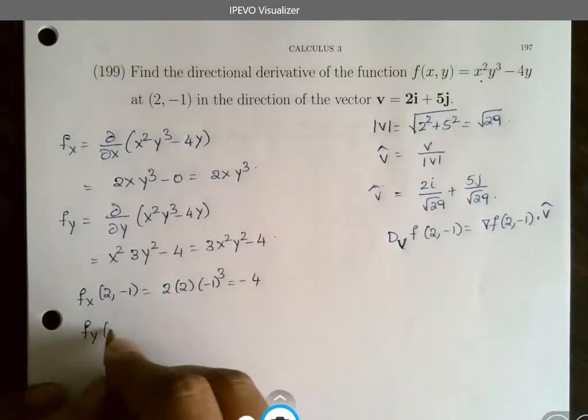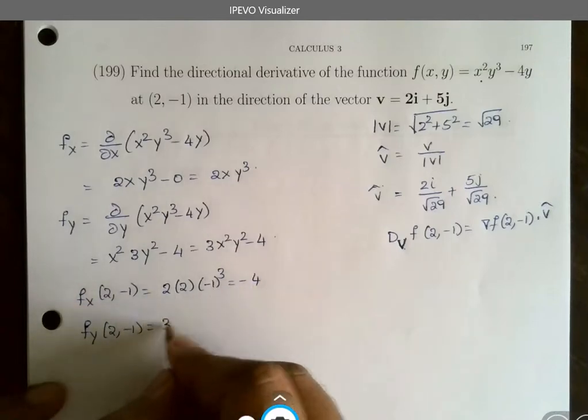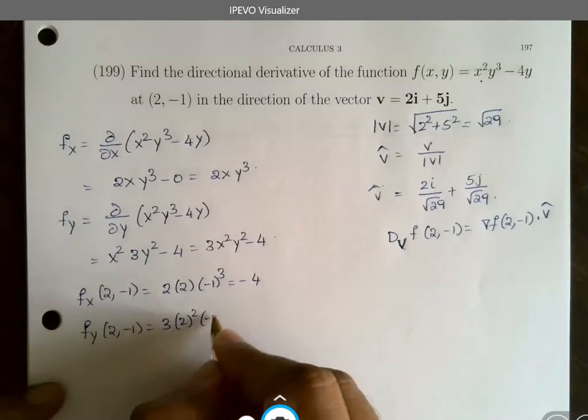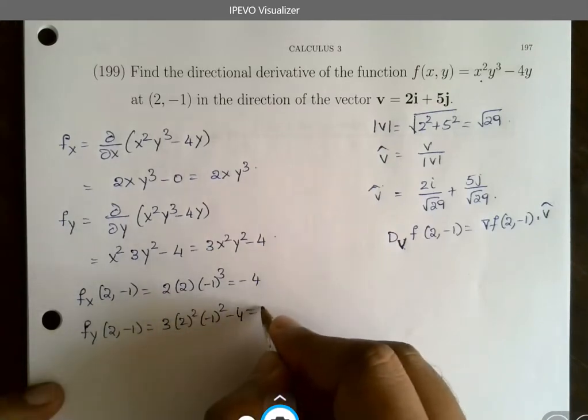Then you get fy at (2, -1). That's going to be 3 times 2 squared times (-1) squared minus 4. 2 squared is 4, 4 times 3 is 12, 12 minus 4 is 8.